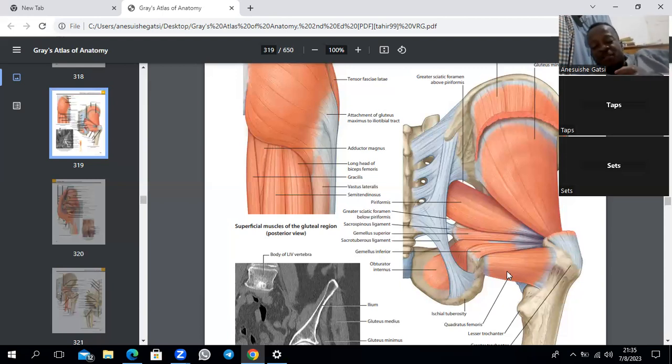What's the function of these six muscles? They do lateral rotation of the hip. Remember I said these deep muscles are lateral rotators of the hip. Insertion: they all insert onto the greater trochanter of the femur, except one. Of the six deep muscles of the gluteal region, they all insert onto the greater trochanter. There is one exception, and that one exception is quadratus femoris. It inserts, sadly you guys don't know the femur that much, onto the quadrate tubercle.